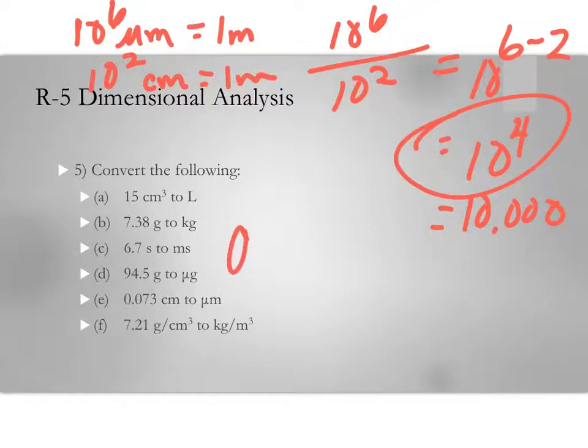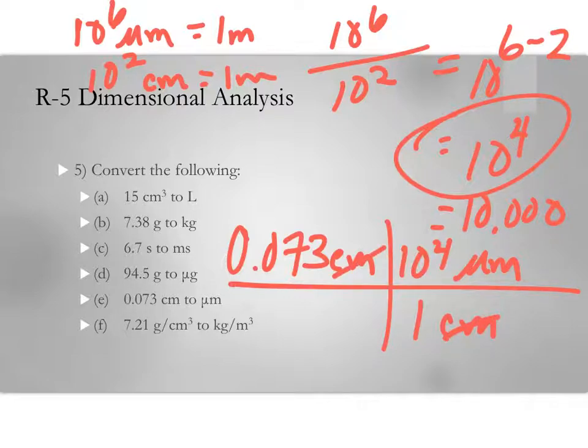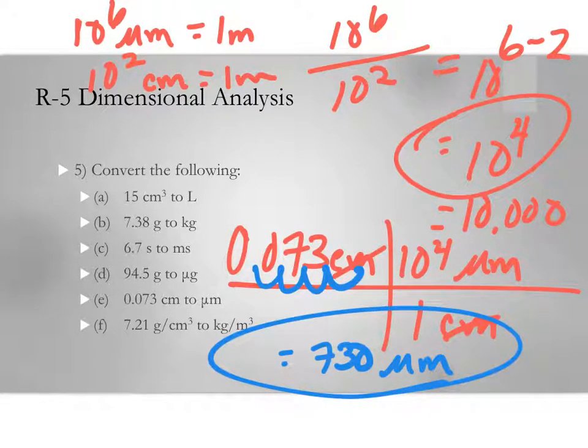And so 0.073 centimeters times 10 to the 4th micrometers per centimeter means you need to move the decimal place 4 times. 1, 2, 3, and then it would be a 4. So 730 micrometers.